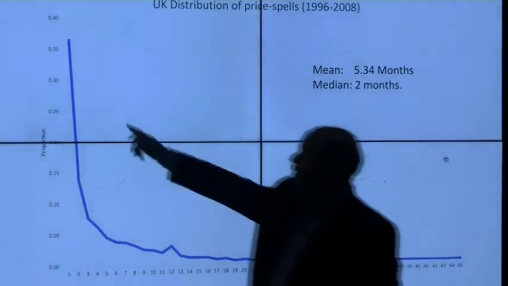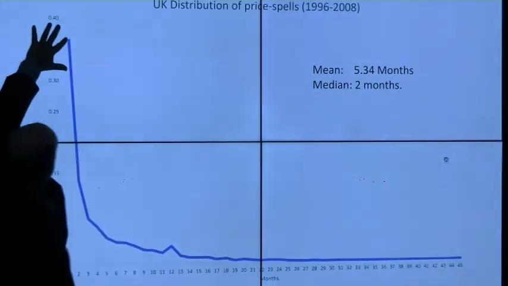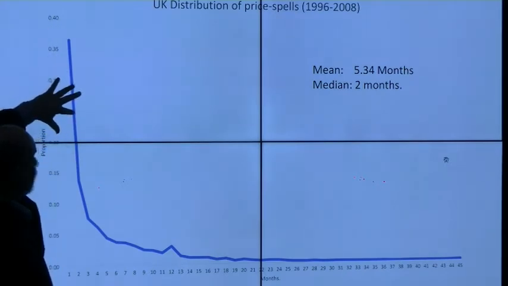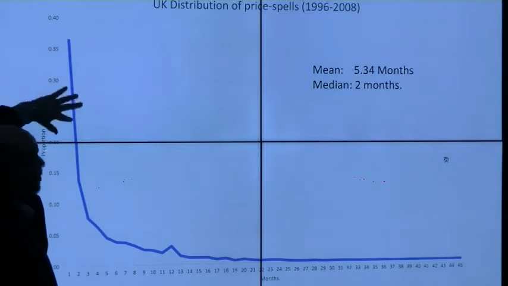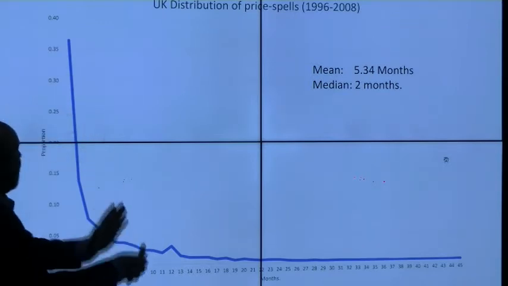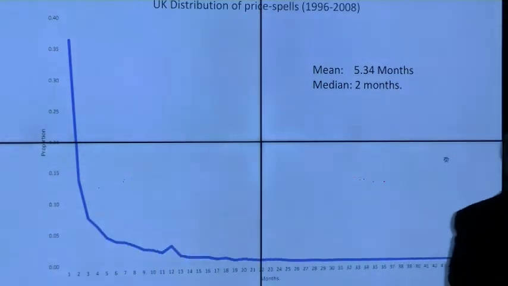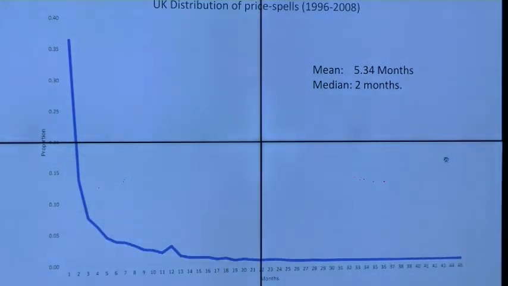So over 35% are 1 month, and about 25% are 2 months. So you can see that the 50% is reached very, very quickly, at about 2 months. So it's a very skewed distribution. You've got a huge number of short price spells. So does this mean that nominal rigidity doesn't matter, because over 50% of price spells just last 1 or 2 months?